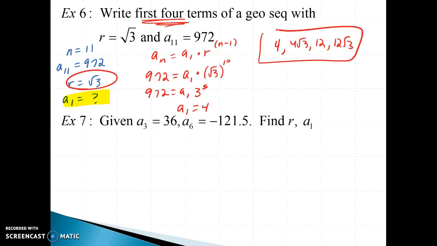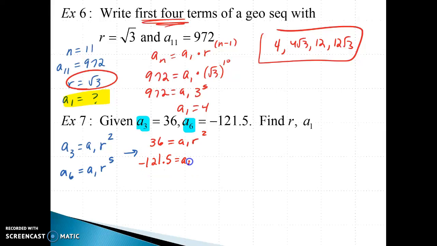All right, now in number 7, we are given 2 different terms. And just like we did when we were working with arithmetic sequences, we're going to want to create a system. We start by saying that our third term is equal to our first term times r squared, because that's n minus 1. And my sixth term is equal to my first term times r to the 5th. And now that we have our generic equations, we can go ahead and plug in our values for a3 and a6. So we can say that 36 equals a1 times r squared, and negative 121.5 equals a1 times r to the 5th.